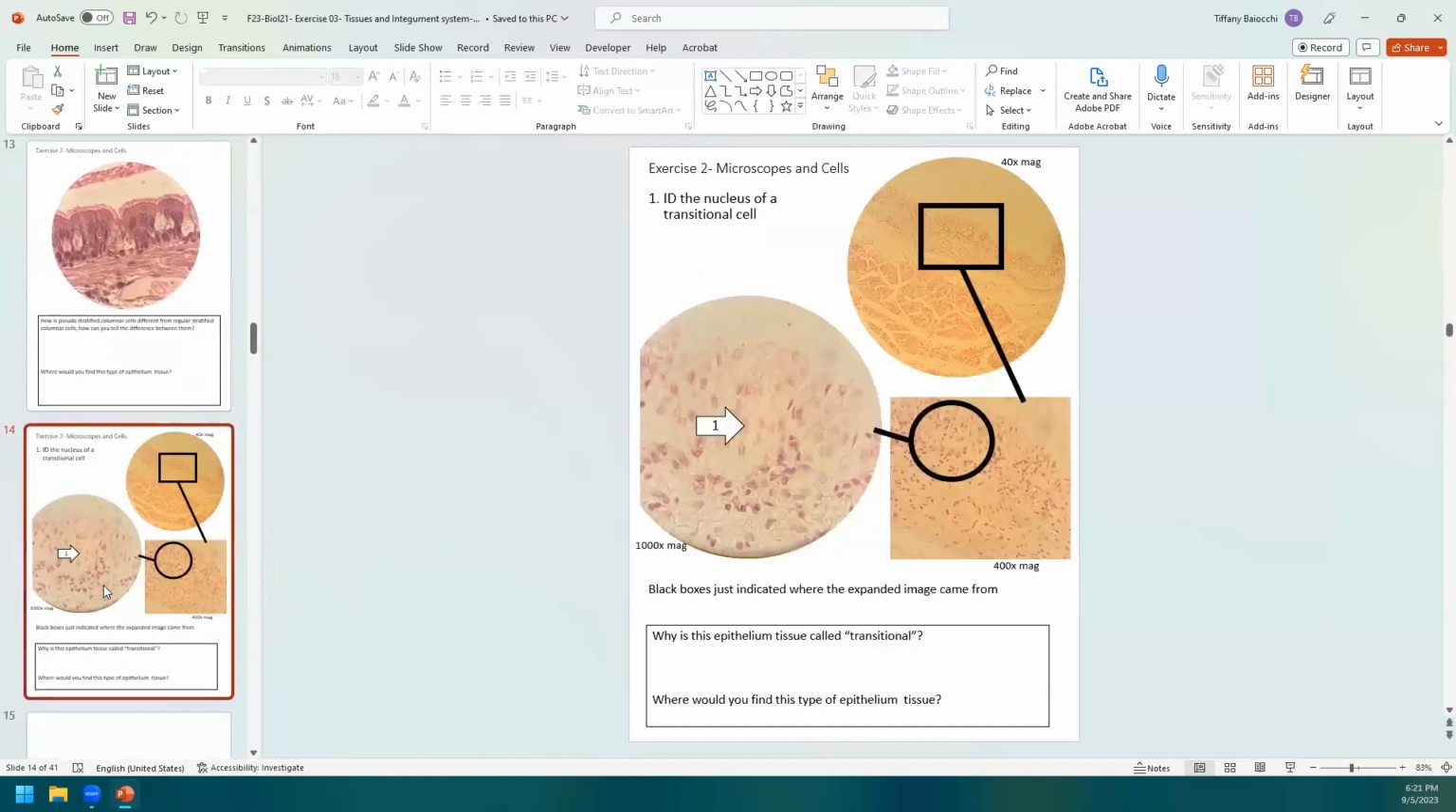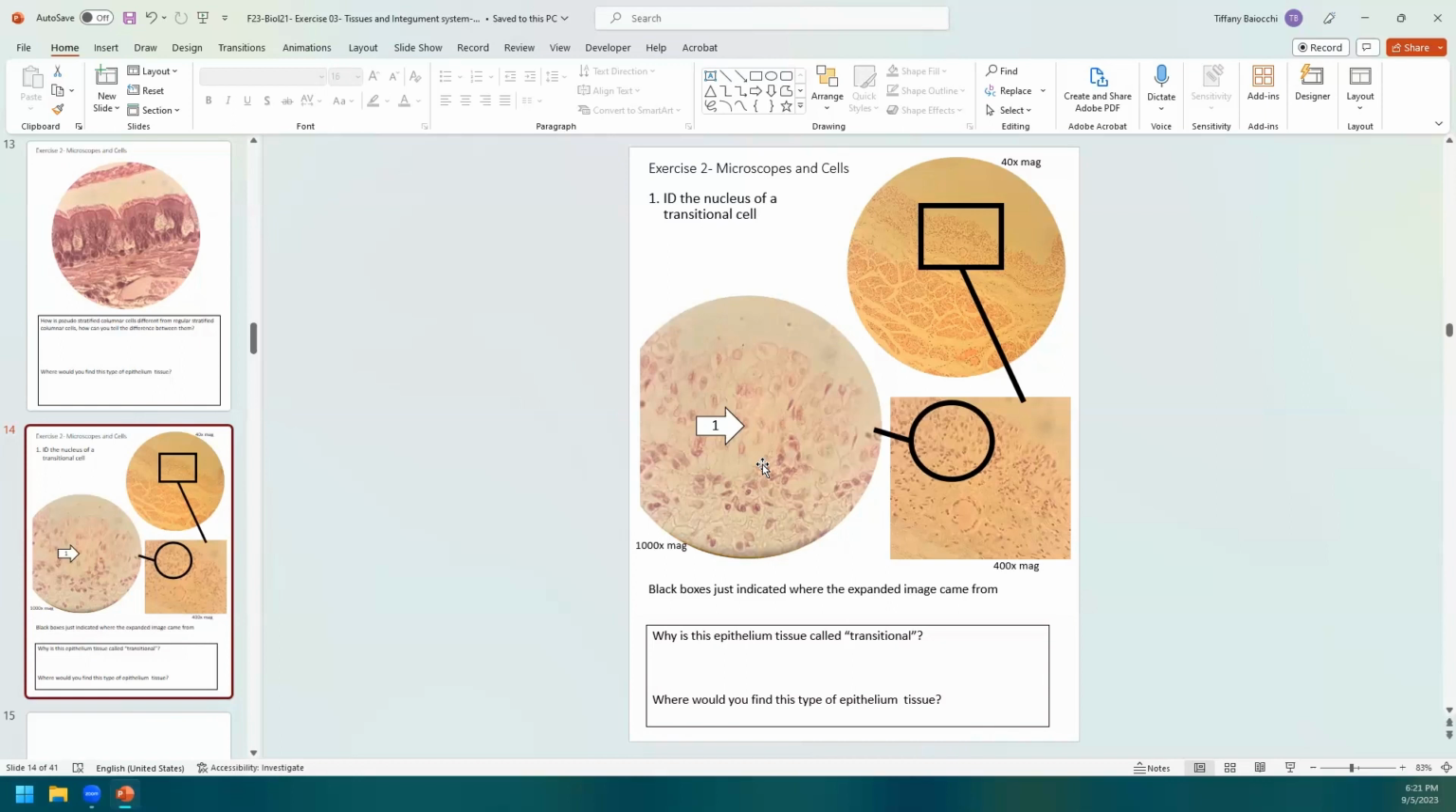Moving on to transitional epithelium. In this one, we just identify the nucleus. Again, they're the little darker pink dots in here. Point out any one of those that you would like. Why is this epithelium called transitional? Well, that's because it transitions between more cuboidal, as what we see here, and as the bladder fills up, the cells will stretch and become more squamous-like.